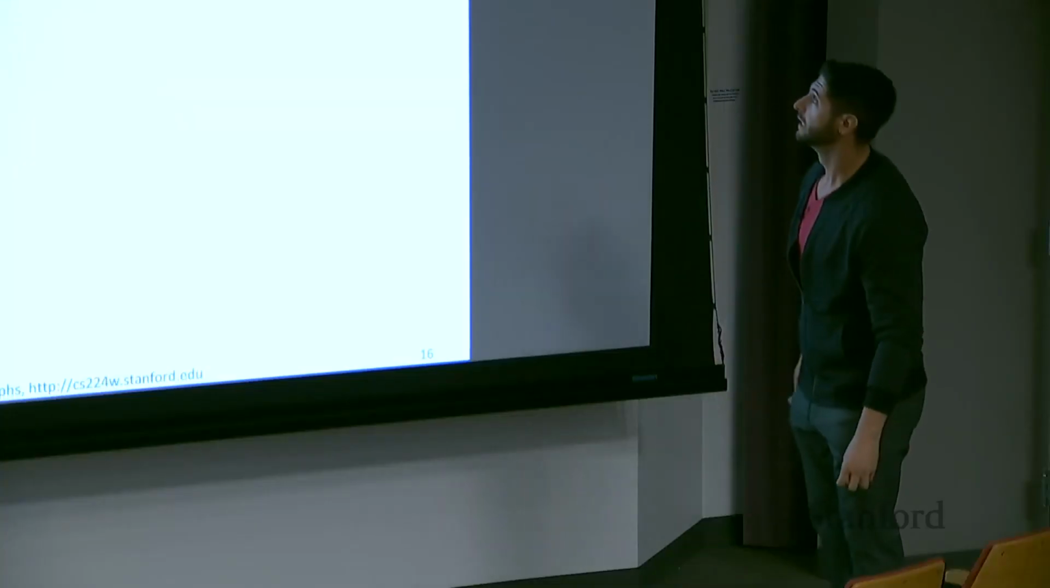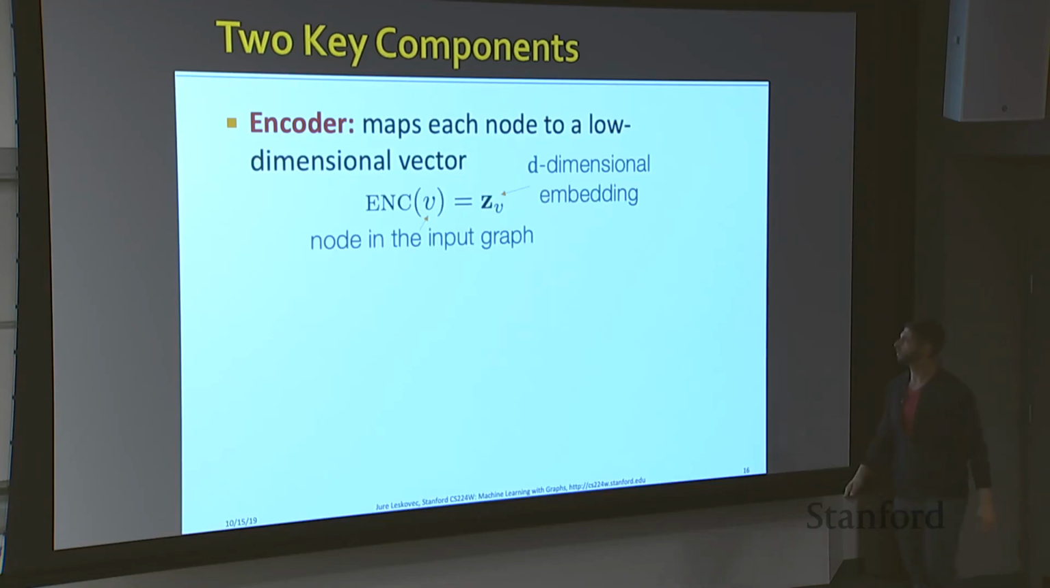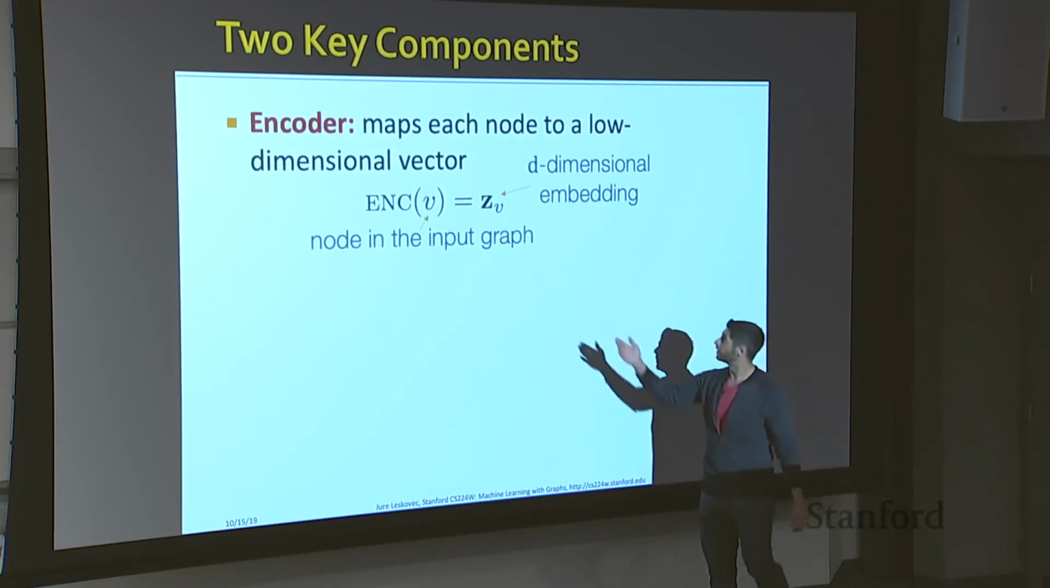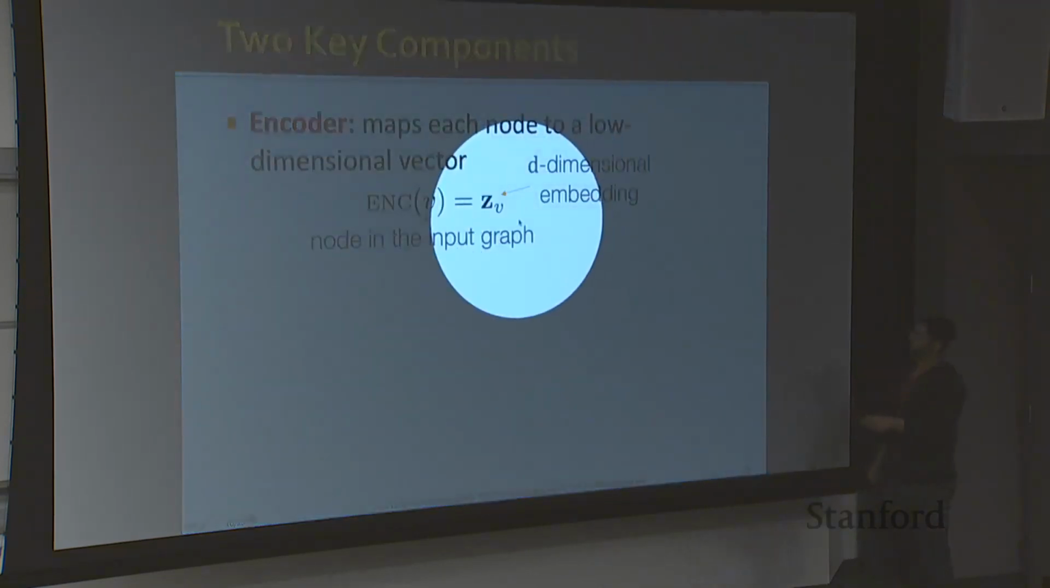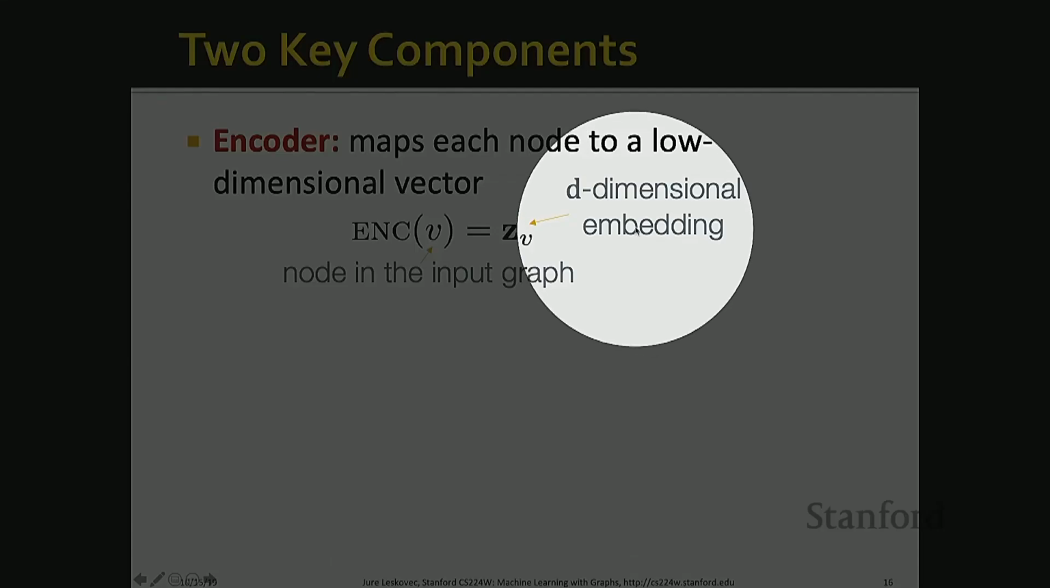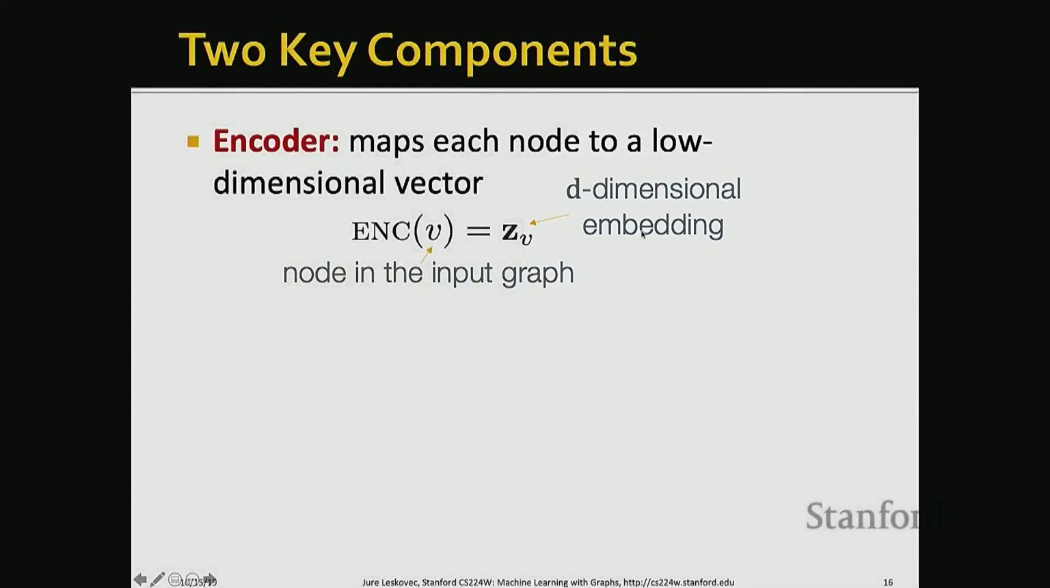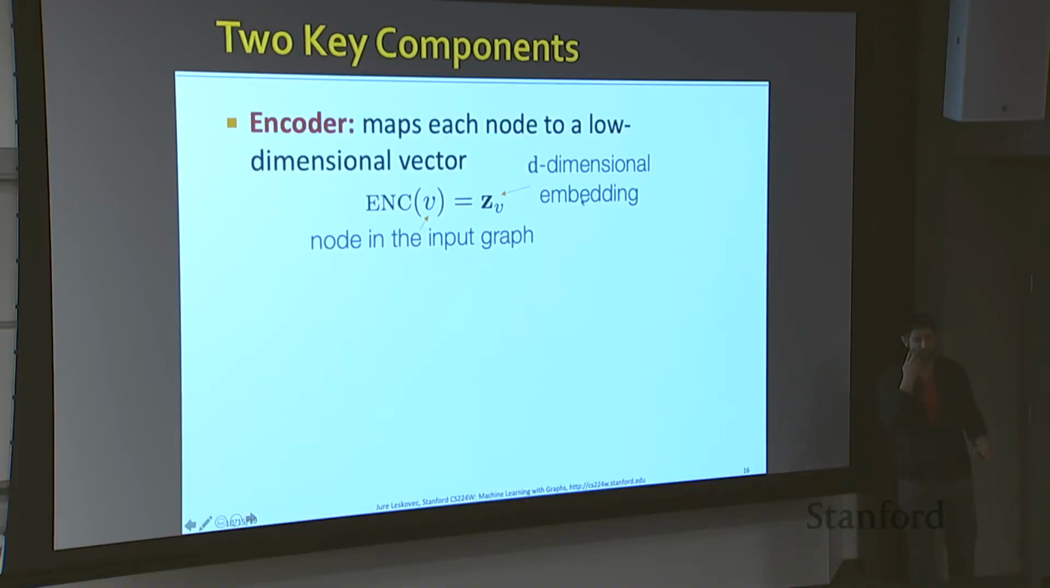Okay, let's move forward. So these are our key components. We just said it, we need our encoder. And as I was mentioning before, we're going to be working with a d-dimensional embedding, and the number of dimensions is usually a hyperparameter that is up to the person who's training the model.